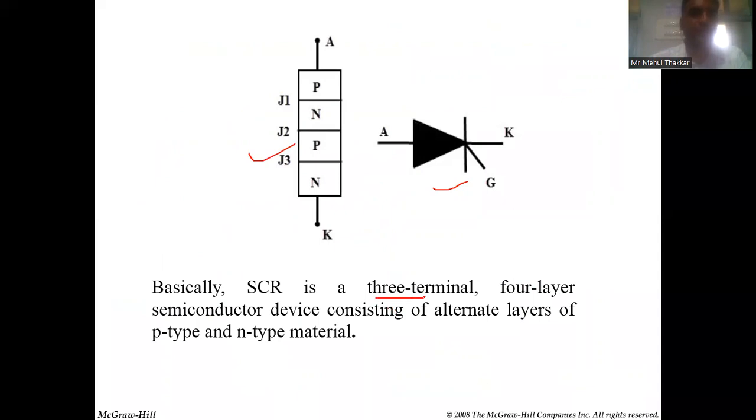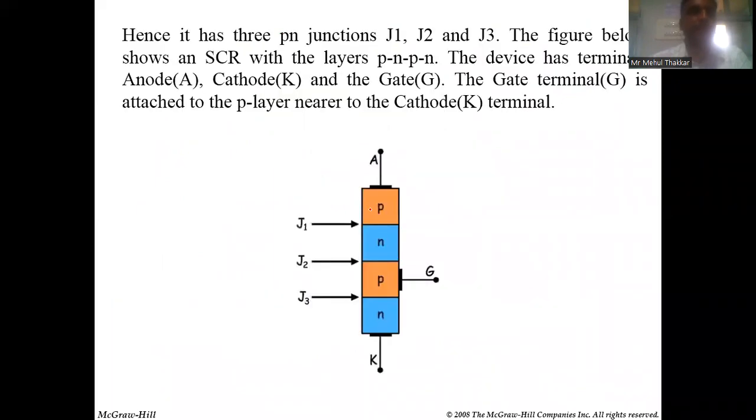So it is a 3-terminal device. It has 4 layers, and it is made up of alternate layers of P and N type material. So you can see the 3 junctions, as I said earlier, J1, J2, J3. Now you remember there are 3 junctions.